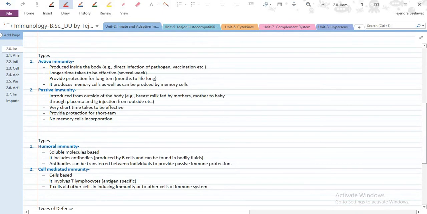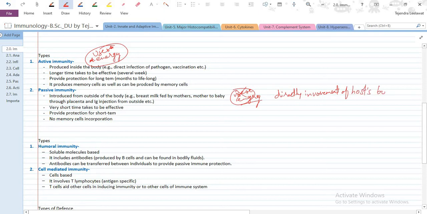Now coming to the types of immunity. Immunity is of two types: active immunity and passive immunity. Active immunity means it uses energy, whereas passive immunity does not use energy. Energy here means the direct involvement of the host body. If the host body's direct involvement is there, then it is called active immunity. If it is not involved in the development of immunity, then it is called passive immunity, because our body didn't work to create that immunity.